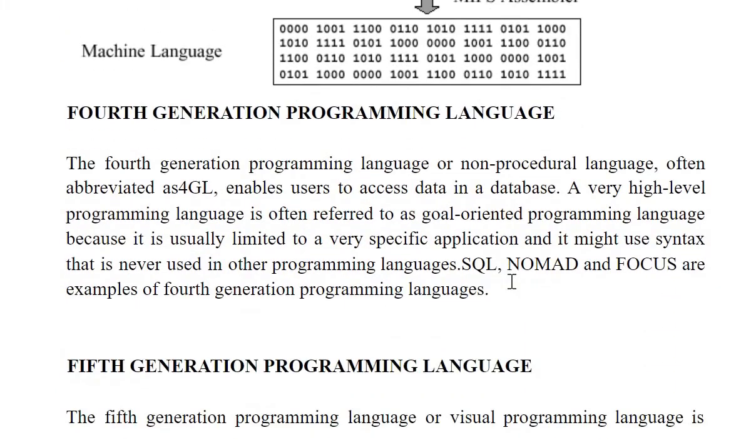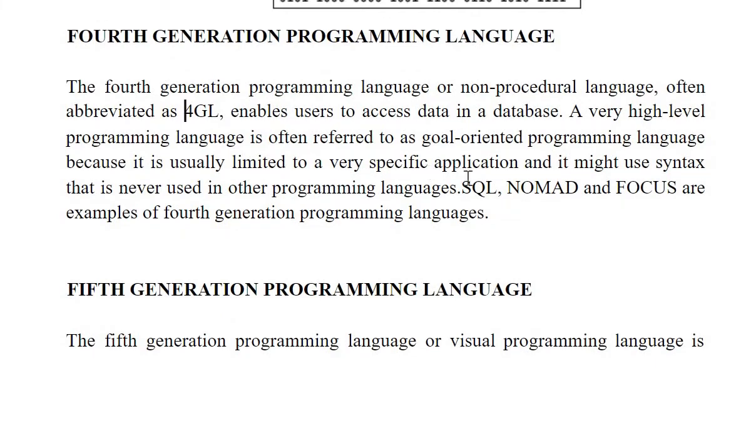Next is fourth generation language. Fourth generation language is also called non-procedural language. The best example of this is the database. Often it is abbreviated as 4GL. It enables the user to access data in a database. A very high level programming language is often referred to as a goal oriented programming language because it is usually limited to a very specific application, and it might use syntax that is never used in other programming languages. Examples of fourth generation language are SQL, Nomad, Focus, etc.